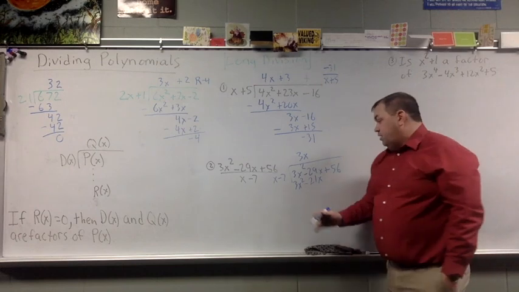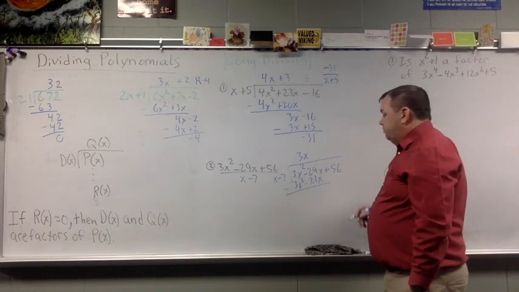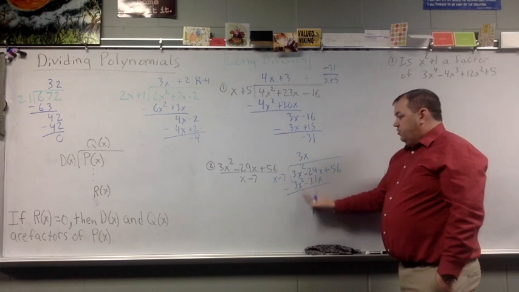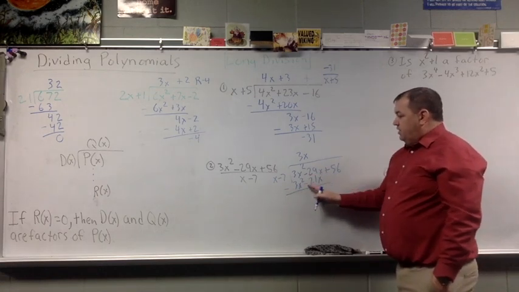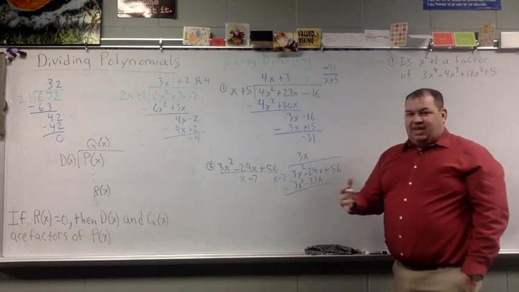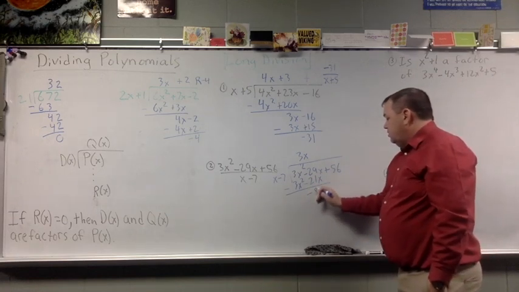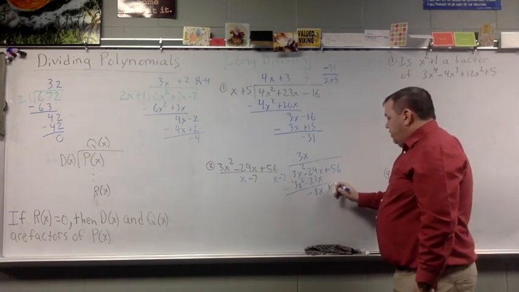And then my next step is to subtract. 3x squared minus 3x squared goes away. Negative 29x minus a negative 21, that means add. And I bring down my placeholder.